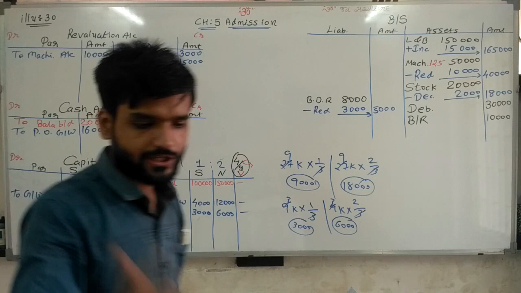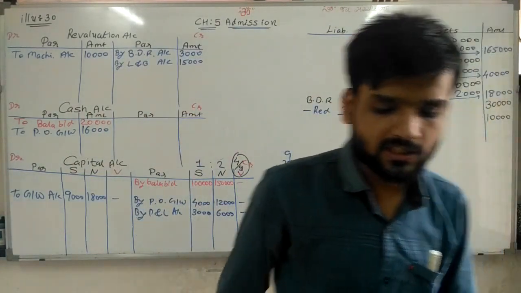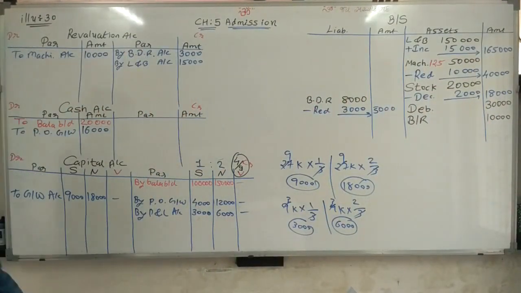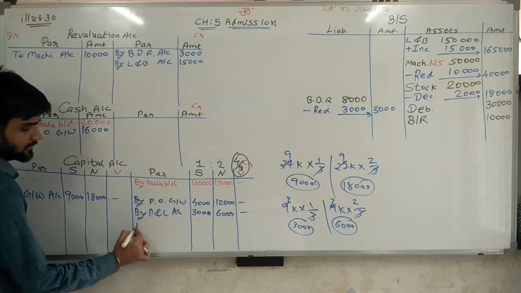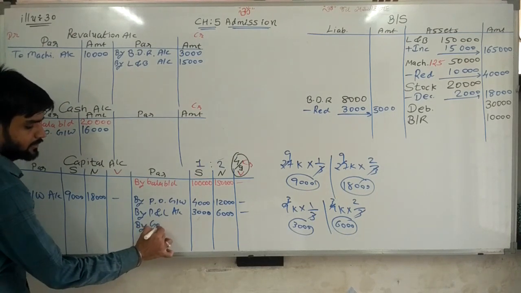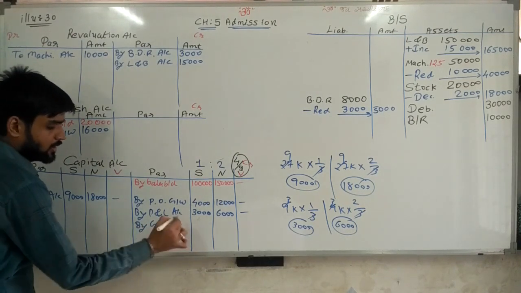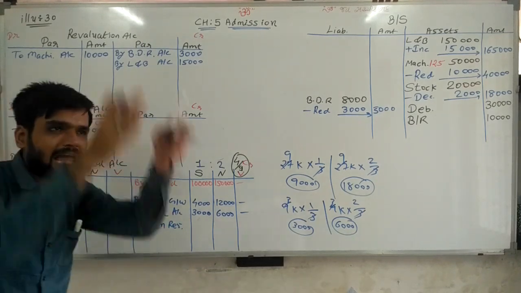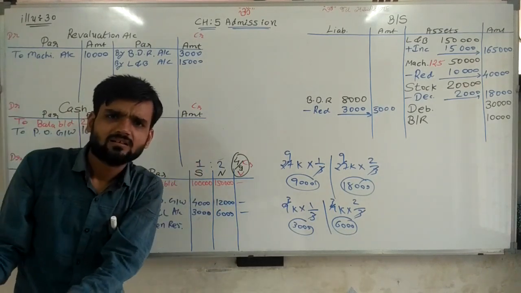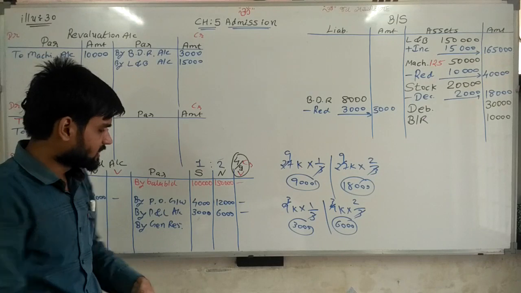Simple. Going ahead. General reserve. So general reserve is also distributed among the partners. Now why on the credit side? Because it is a liability, and liability means credited. Simple. So general reserve we are distributing.